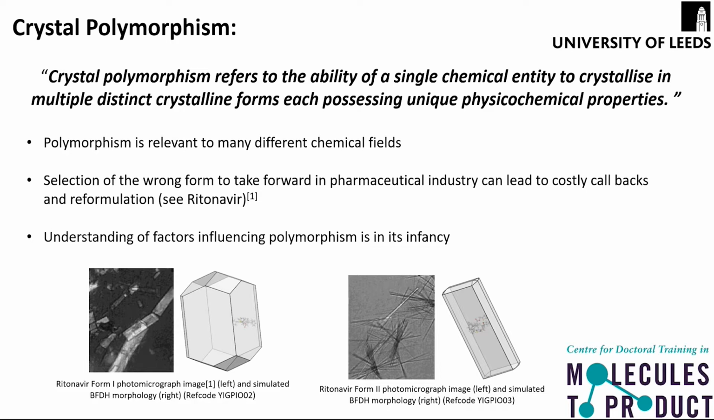One chemical field with a really obvious connection to polymorphism is the pharmaceutical industry, and the classic academic case for polymorphism's relevance in pharmaceuticals is the case of ritonavir. Ritonavir was an autoimmune deficiency syndrome medication which was released in the late 90s, and an insufficient polymorph screen was performed which identified form 1 ritonavir as the most stable form.